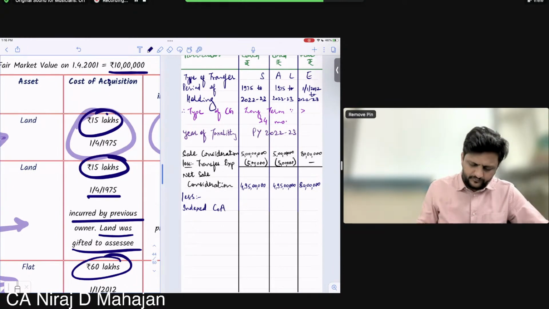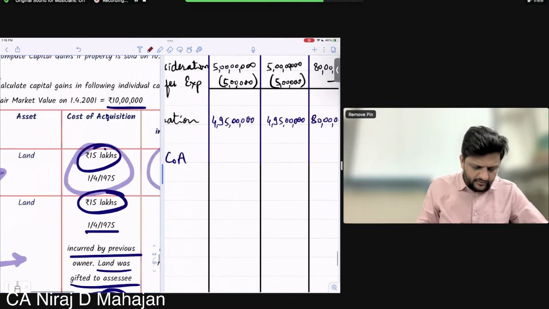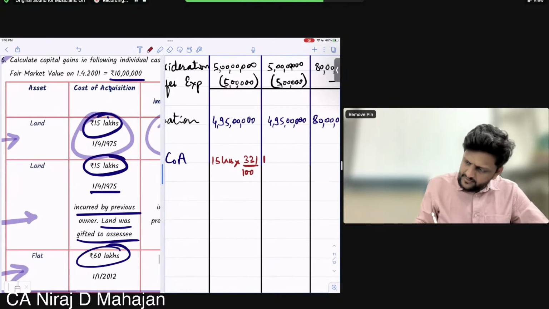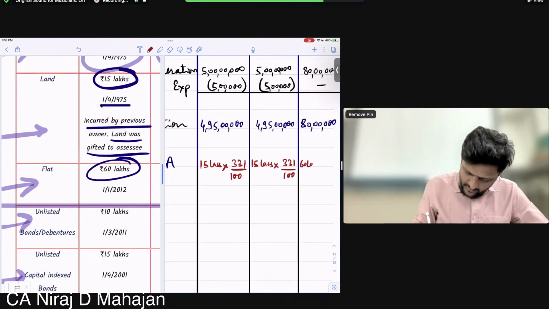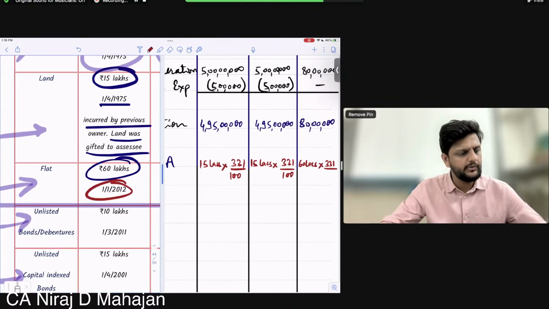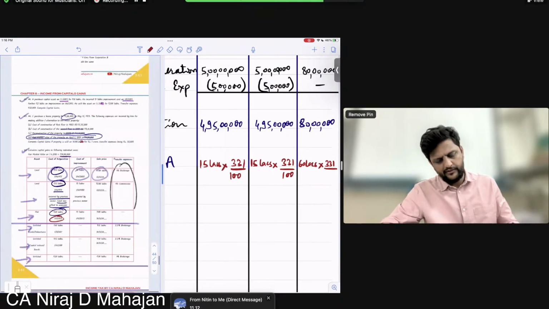Should we go ahead? So, I'm directly writing here 15 lakhs, okay? Into what? 331 upon 100. चलेगा? Here also, बच्चों, 15 lakhs into 331 upon 100. Yes, still here? But last column 60 lakhs into 331. But upon which year? Which year, bachcho? Give me the financial year. All of you type the financial year. Everybody. Which financial year? 11-12. Correct, bachcho. 11-12.